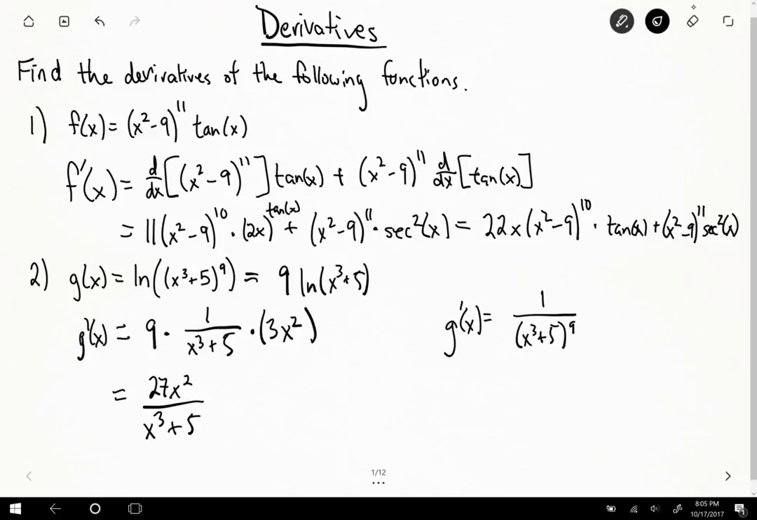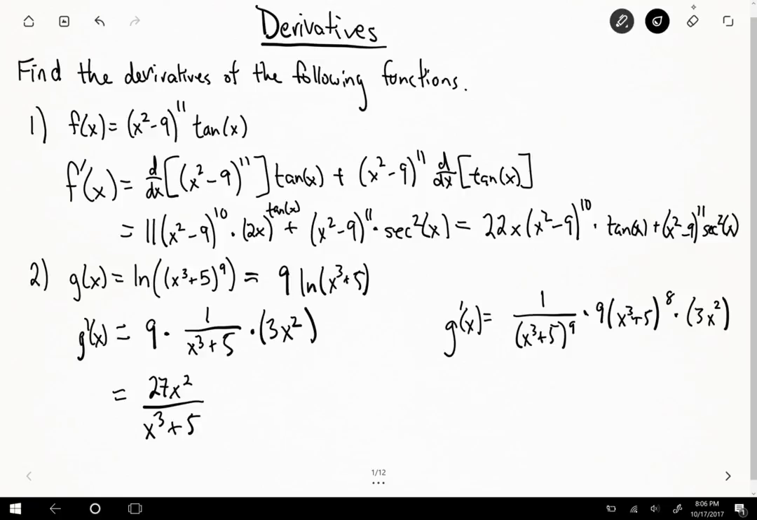Now I have to use the chain rule. In the interior function, this x cubed plus 5 raised to the 9th power, we have to use the power rule because you have a 9th power on the outside of this function. And so it becomes 9 times x cubed plus 5 raised to the 8th power. And then we have to take the derivative of the interior function, so the x cubed plus 5. So that would be just 3x squared, because the plus 5, that derivative is 0.